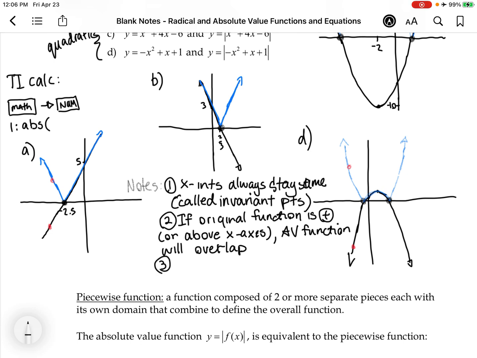But if the original function is negative, or below the axis, or below the x-axis, the absolute value function will reflect in the x-axis.